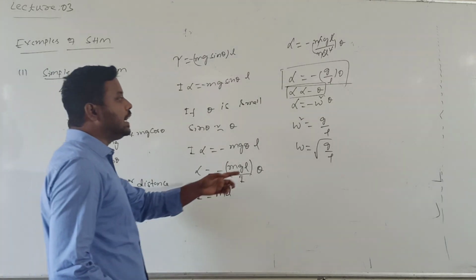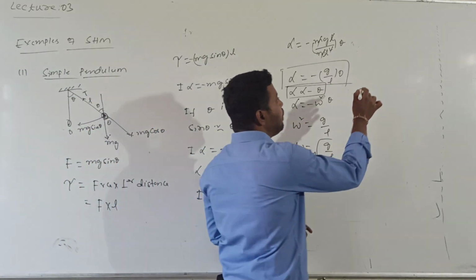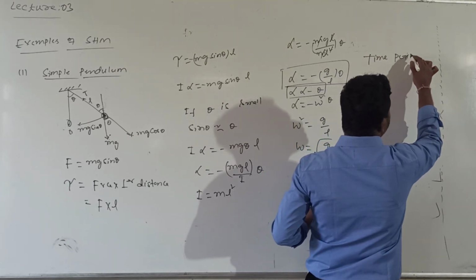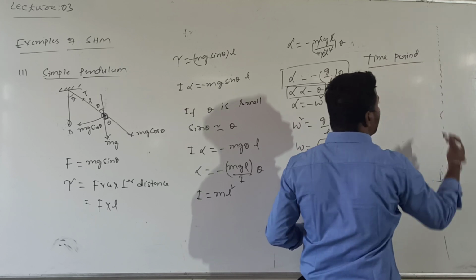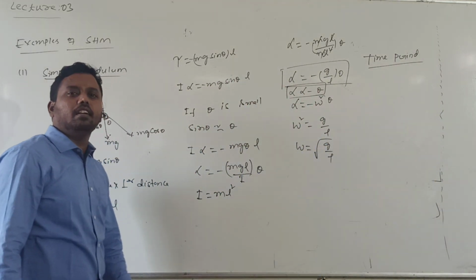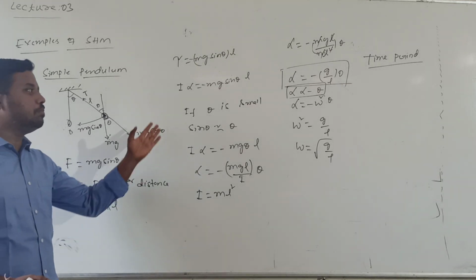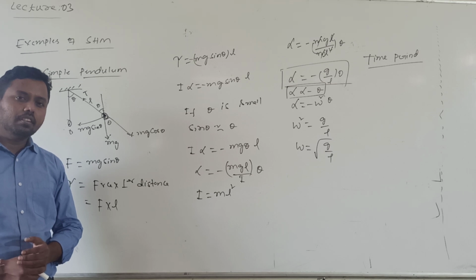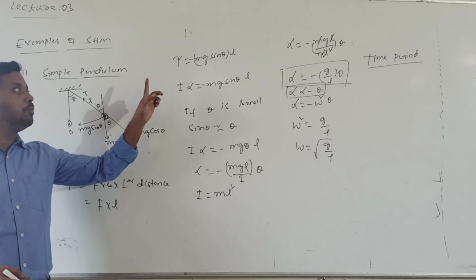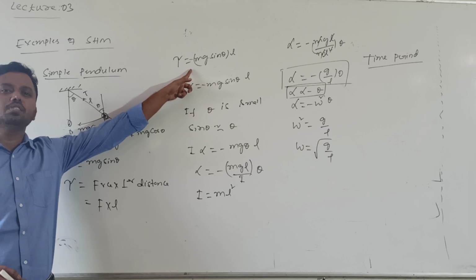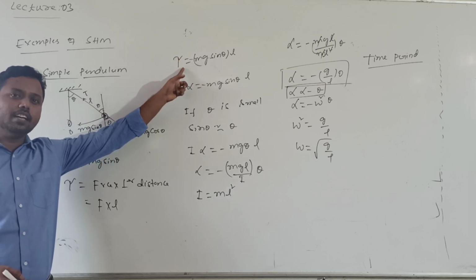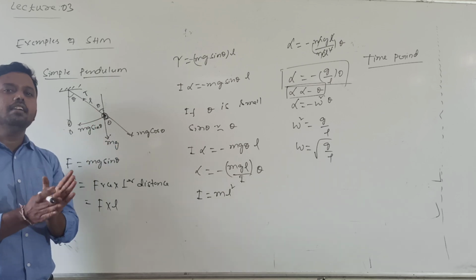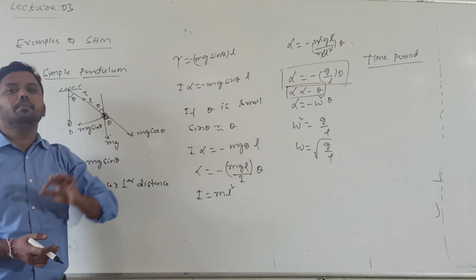Now I want to calculate the time period. What is the time taken to complete one oscillation? Our complete discussion from the objective point of view is based on this time period only. In subjective also, this derivation is very important for you. And one more important point: you can ask why the minus sign is there. Torque is produced in a direction opposite to the angular displacement. Due to that I got the minus sign.